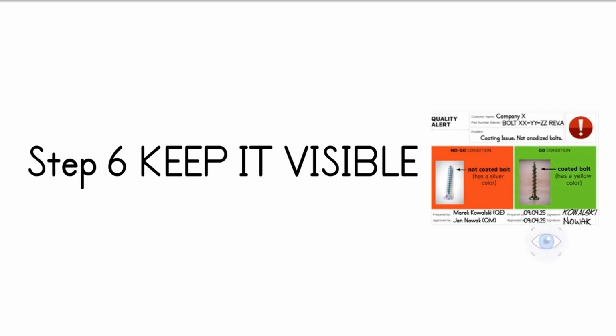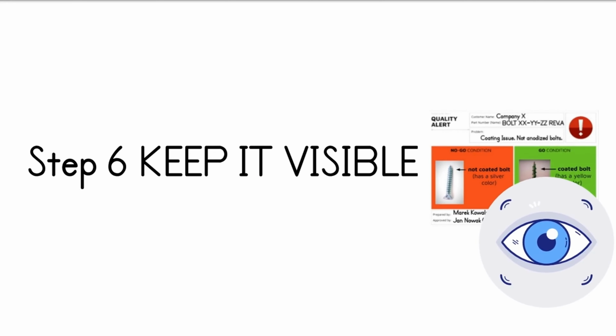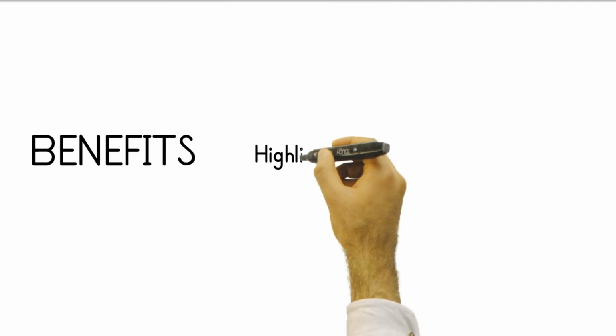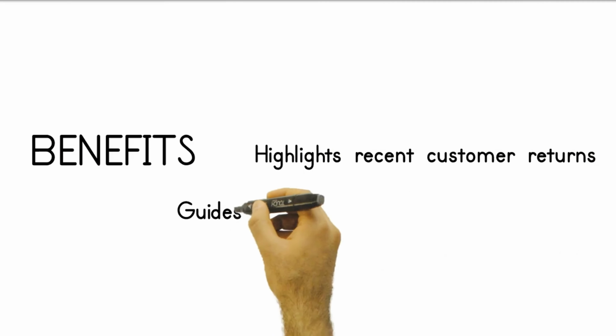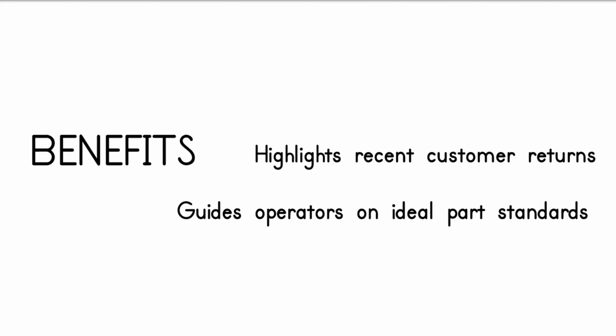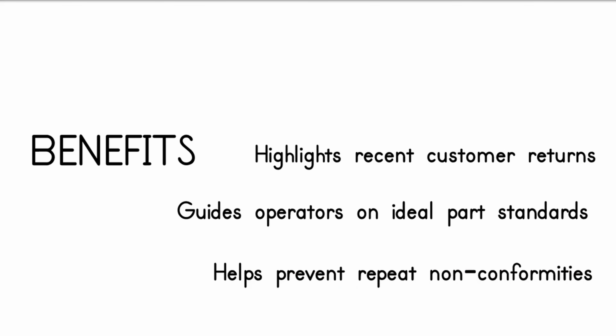Step 6. Keep it visible for a while at the source of the problem to help visualize and serve as a reminder, preventing recurrence. Finally, key benefits of a quality alert. Highlights recent customer returns, guides operators on ideal part standards, helps prevent repeat non-conformities.